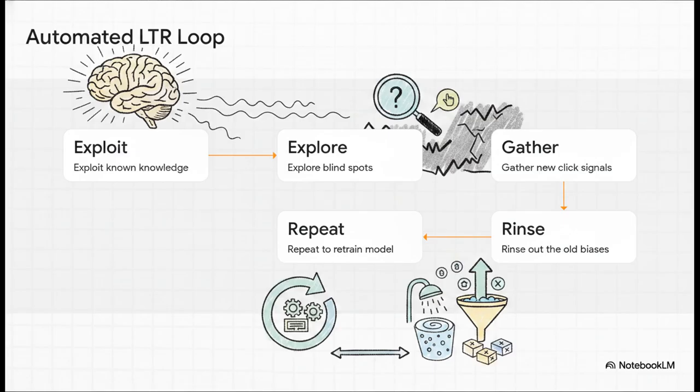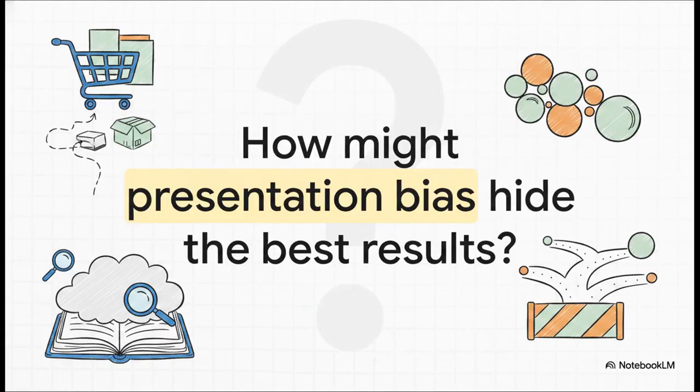So, the crucial point is this overarching system architecture right here, the finalized end-to-end automated LTR loop. It's a continuous 5-step engine. 1. You exploit your known knowledge to give users good results. 2. You strategically explore blind spots to find potentially better results. 3. You gather the new user click signals from those exact explorations. 4. You rinse out the old biases. And 5. You repeat the whole cycle to constantly retrain the model. It really is a brilliant solution to a deeply hidden problem.